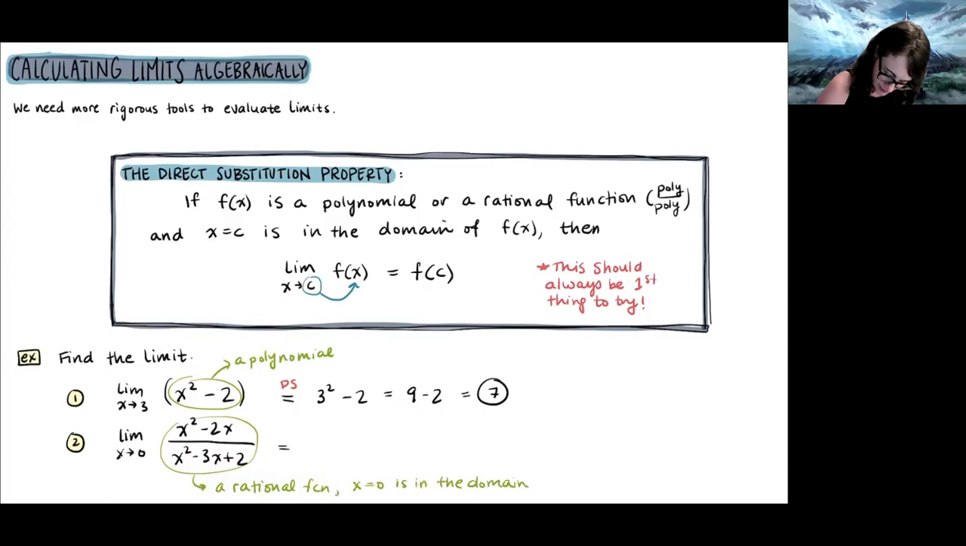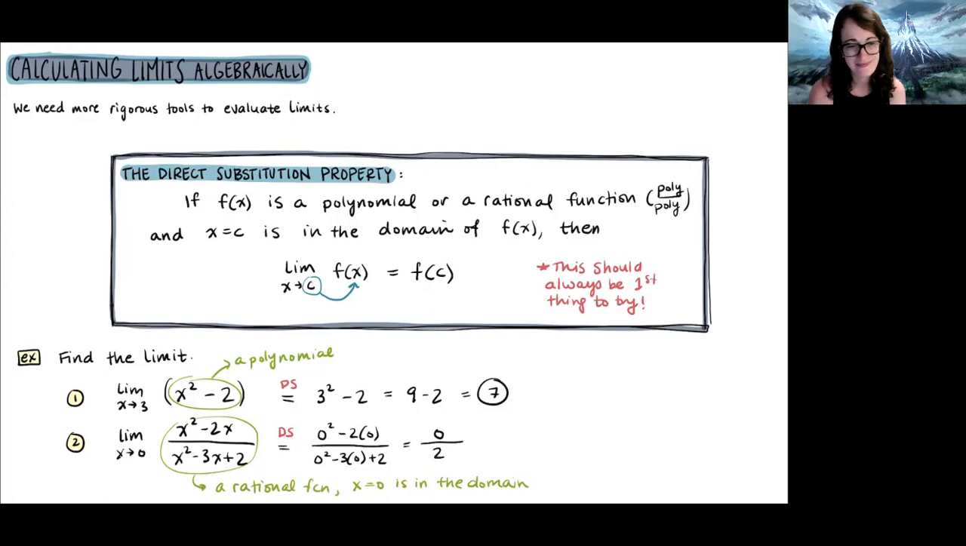So we're going to do equals with a DS above the equal sign again. We'll do 0 squared minus 2 times 0 over 0 squared minus 3 times 0 plus 2. All right, up top we have 0 minus 0, that's just 0. In the bottom we have 0 minus 0 plus 2, so that gives us 2. Remember, 0 over a number is okay. This is actually just equal to 0.